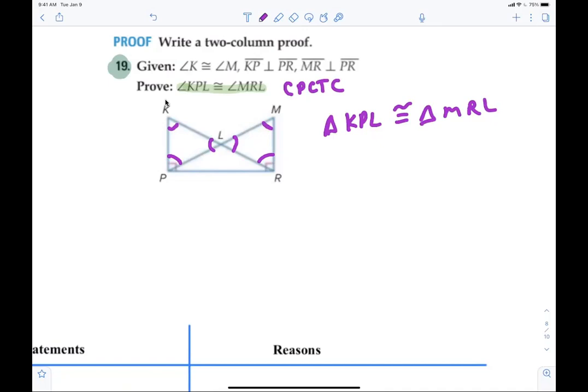All right, let me give you a hint. What other two triangles are congruent? KPR and MOE. Yay, those are congruent by what? Angle side. What side are you talking about? I don't even see a side marked.